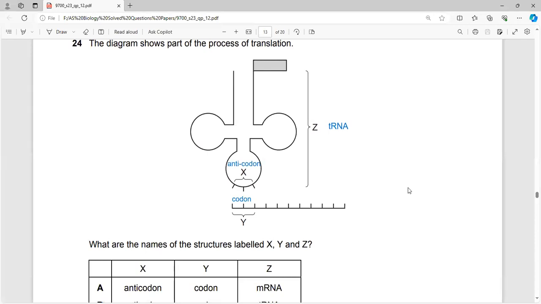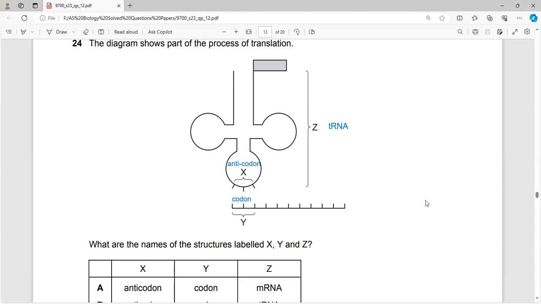We're going to see here the diagram showing part of the process of translation of messenger RNA. This messenger RNA is combining with transfer RNA. You can see that part X is our anticodon, and part Y is a codon, and the codon is making hydrogen bonds with the anticodon. And Z overall is a transfer RNA.